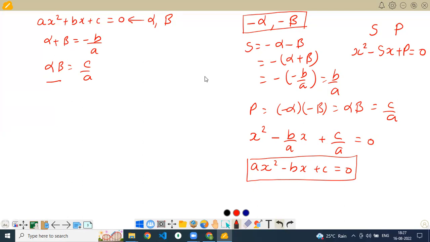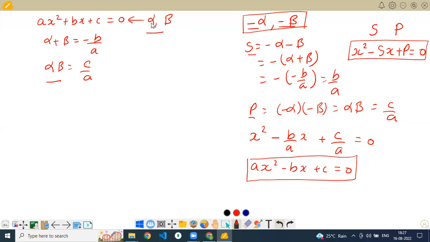Now see, there is a symmetry in this problem. The roots are alpha and beta, the roots are minus alpha and minus beta. The standard way of doing it is, I find out s, I find out p, and then the equation is x square minus sx plus p is equal to 0. This is a very standard way of doing it.